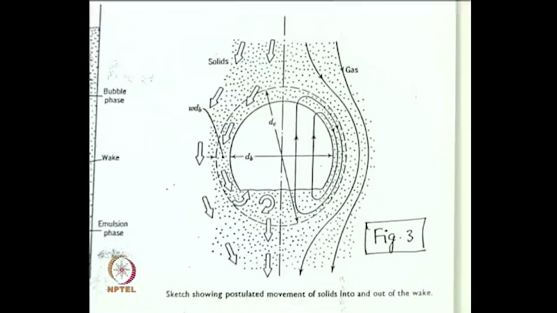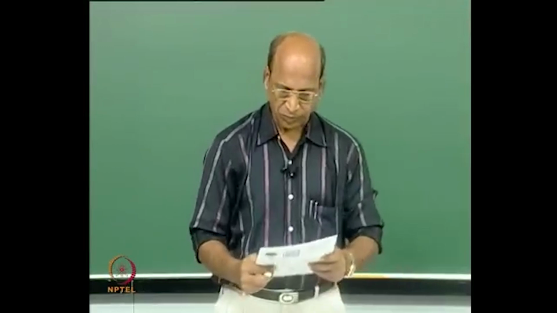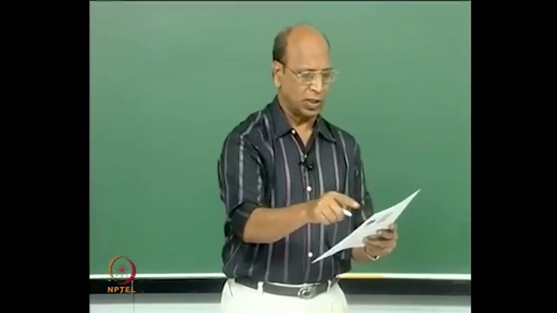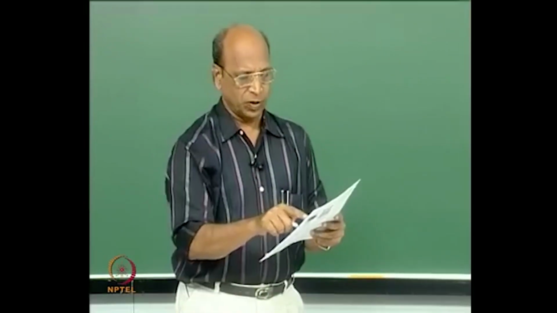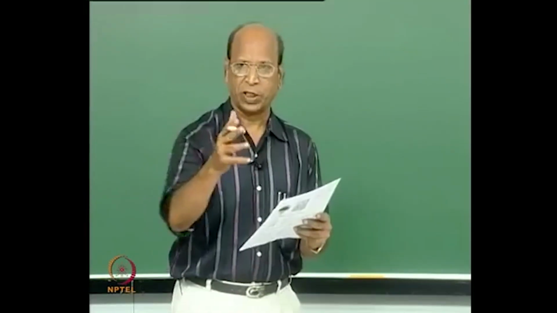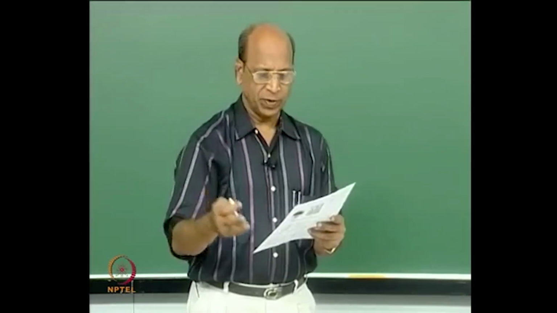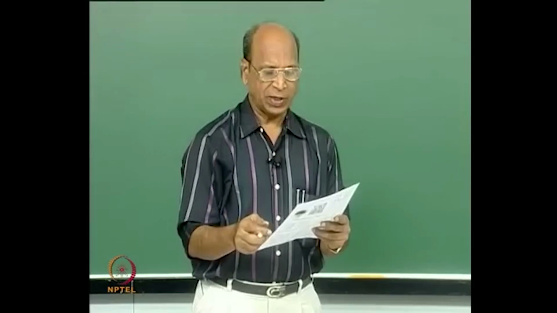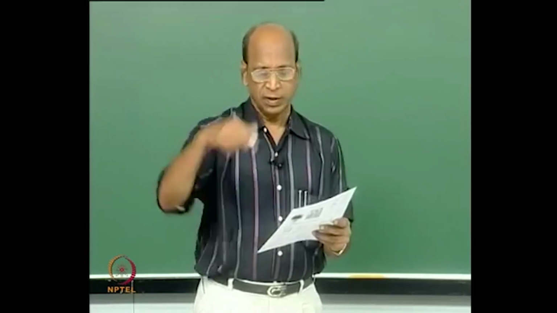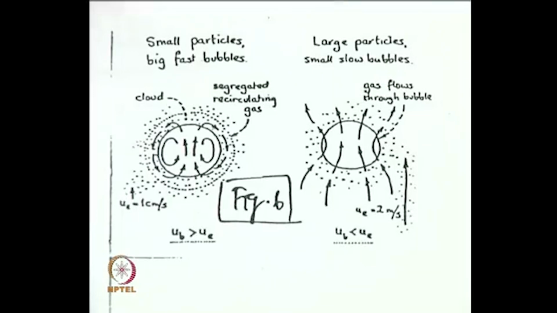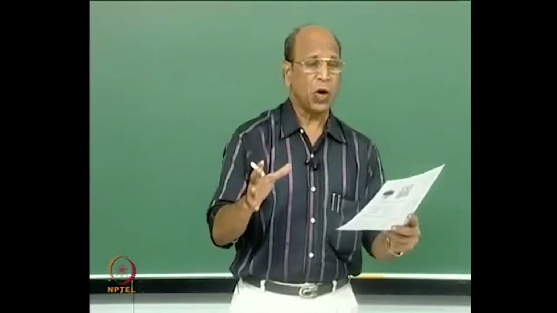So, if you go to the next page, figure 6 is the same thing we have done earlier also. That means how the gas bypasses through the bubbles for slow bubbles, that is the right hand side of figure 6, and on the left hand side you have bubbles going faster. So, circulations are within the bubble and within the cloud.